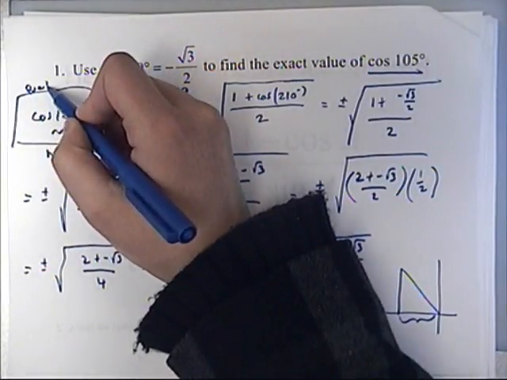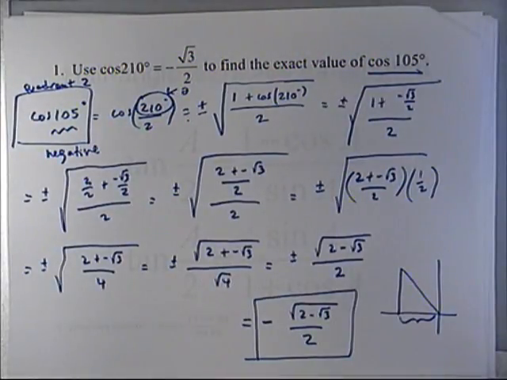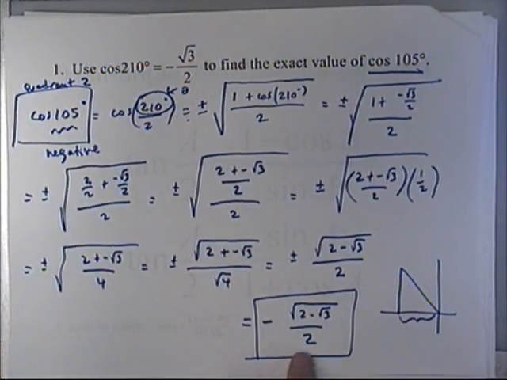Quadrant 2. Okay, because we know the cosine in the second quadrant would have to be negative, so that's our answer.